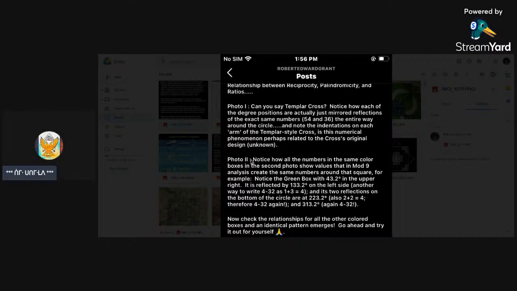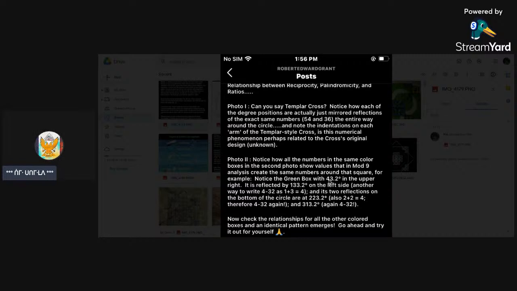Photo 2. Notice how all the numbers in the same color boxes in the second photo show values that in mod 9 analysis create the same numbers around that square. For example, notice the green box was 43.2 degrees. Check this out with 43.2.